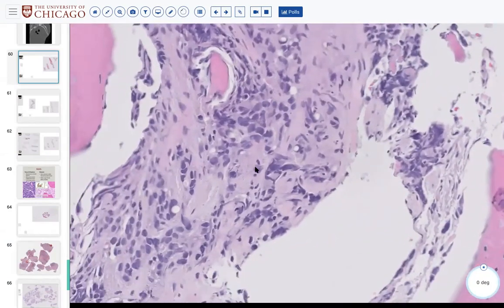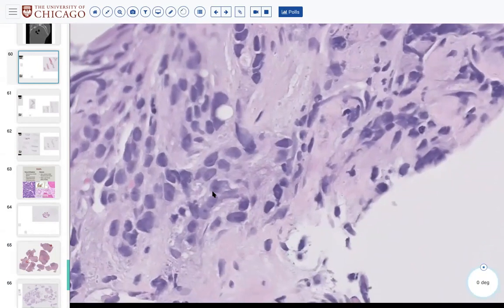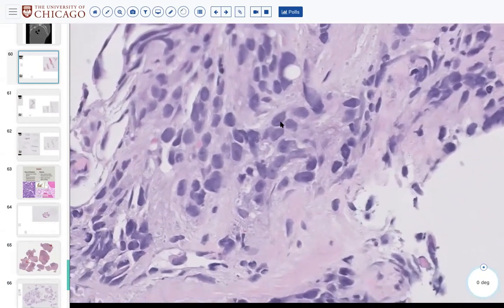Mm-hmm. Is there anything about the morphology that might send you in that direction? Big goobery nucleoli, probably. Yeah. So in an old guy with sclerotic lesions, prostate, first metastasis, second prostate. Yes, lung is always a good consideration.